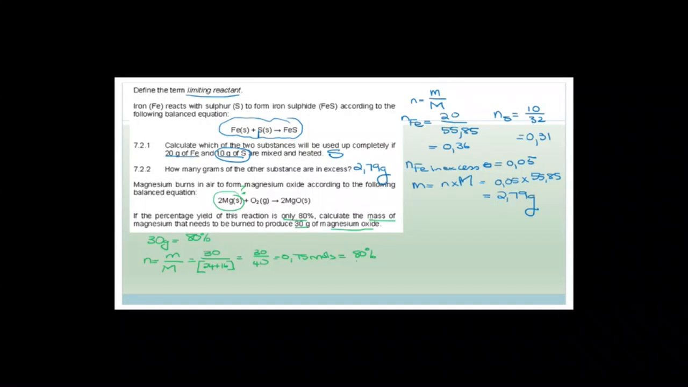Okay, but that is equal to 80%. Okay, it's only 80% has been yielded, okay? So we need to find out what the total amount would be. So the easiest way to do that is to take your 0.75 and you multiply it by 100 over 80. What you're doing effectively is dividing this by 80% to get what 1% is worth, and then multiplying it by 100 to get 100%, okay? So this cancels with this, this cancels with that to give you 5 over 4. And now you just need a calculator.